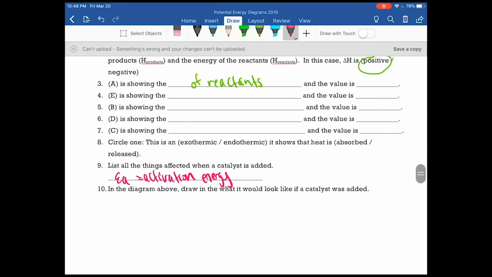So if we scroll down, thank you, iPad, for freezing.